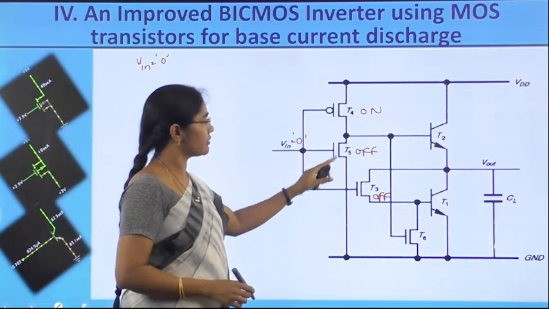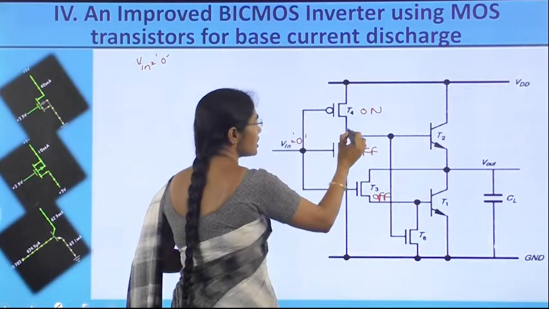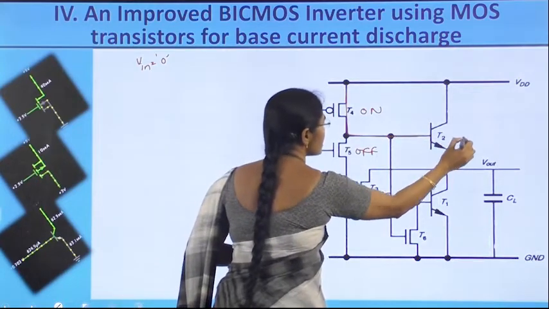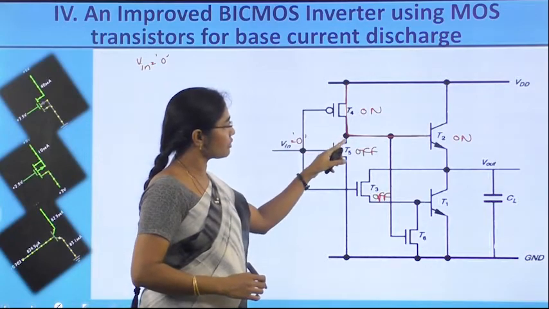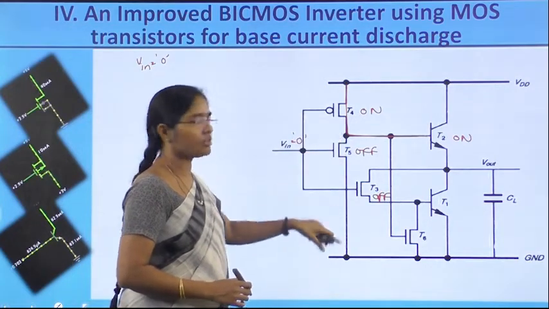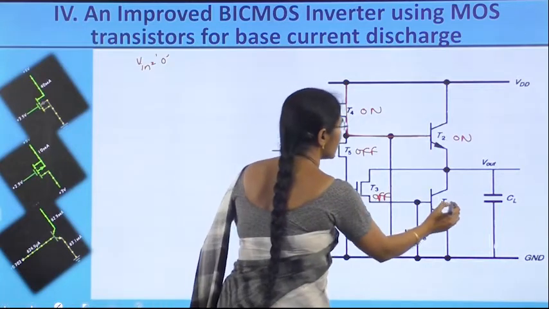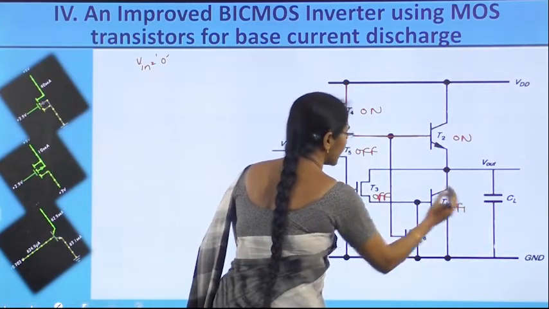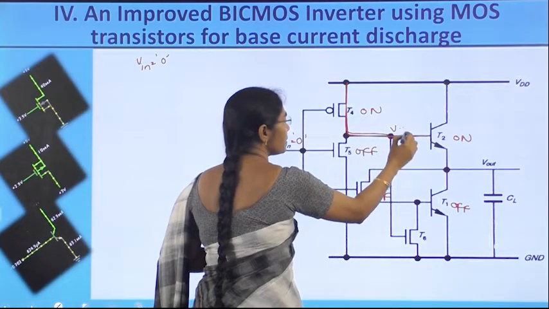T4 on, T5 off, T3 off. Since T4 is on, it is a short. So T2 is on. And since T5 is off, its base is not connected to the ground, it is disconnected. And T3 is off, therefore T1 is also off. At this time what will happen? Because of this short, VDD appears here.